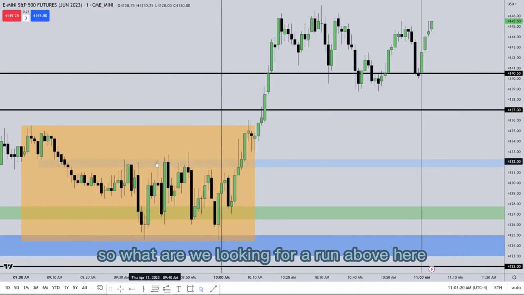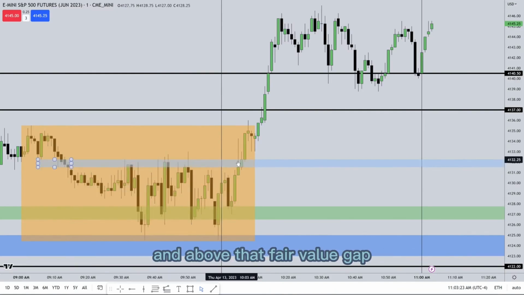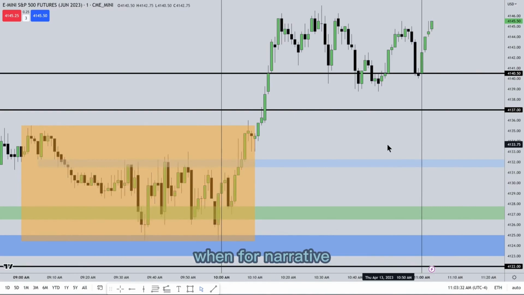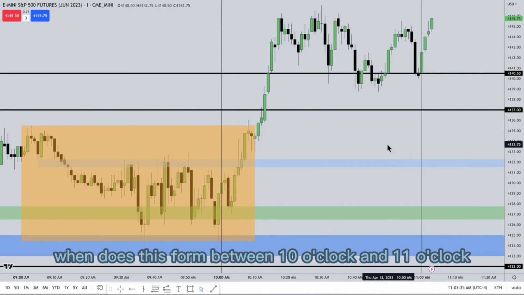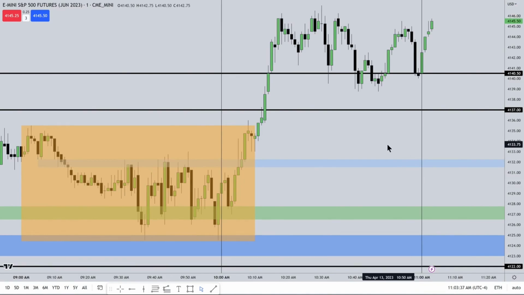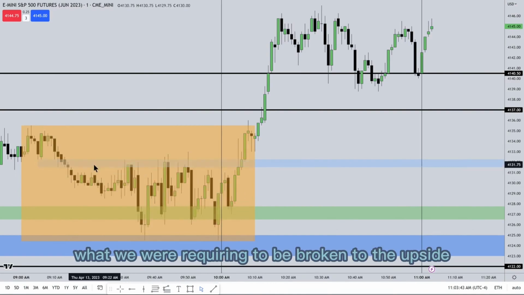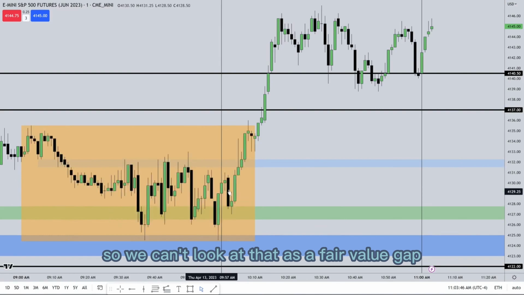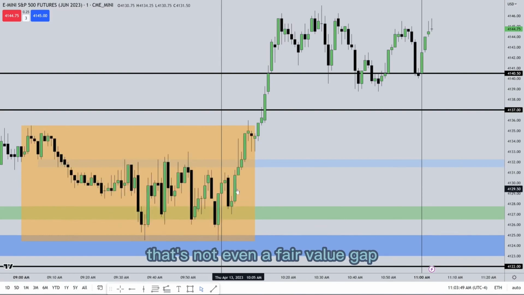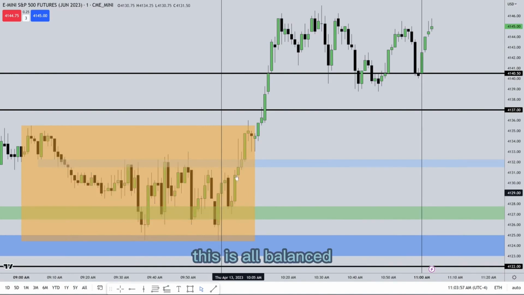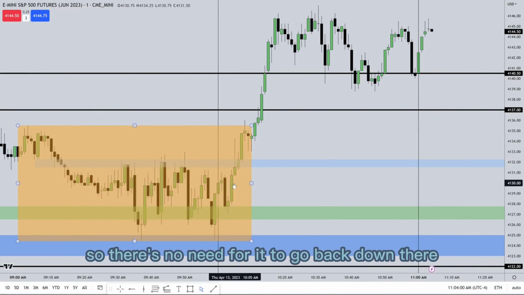So what are we looking for? A run above here and above that fair value gap. Then rally between 10 o'clock and 11 o'clock. When does this form, for narrative? Between 10 o'clock and 11 o'clock. It can't be this as a fair value gap because it's below what we were requiring to be broken to the upside. So we can't look at that as a fair value gap. That's not even a fair value gap. It's a balanced price range. We have a fair value gap here, and we have one here. This is all balanced. So there's no need for it to go back down there.